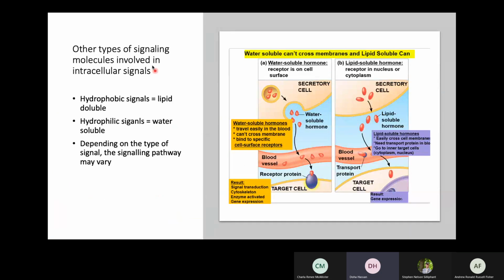Like I said before, there are other kinds of signaling molecules that are involved in intracellular signaling. And even when we're just talking about hormones, there are basically two separate classes of hormones. Depending on which hormone you're talking about, the pathway that the signal is going to take from the endocrine gland it's secreted from all the way to the target cell is going to be a little bit different. So there are hydrophobic signals, meaning that they are lipid soluble.